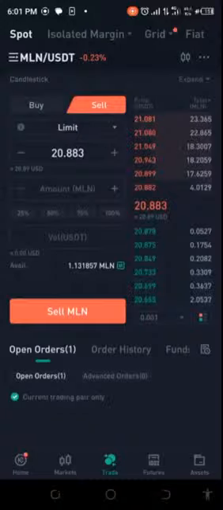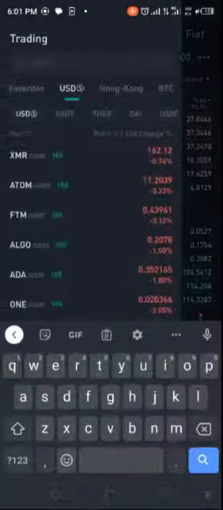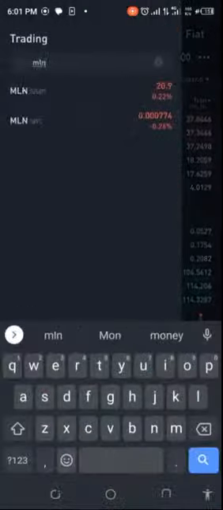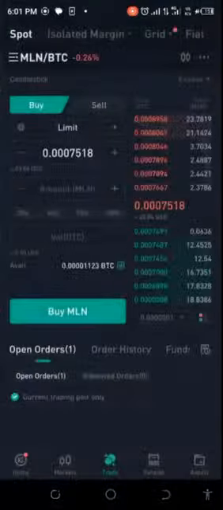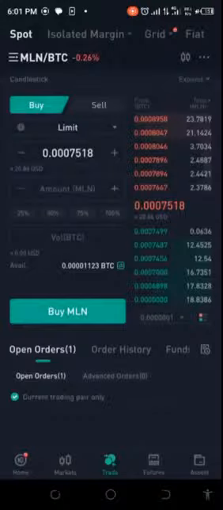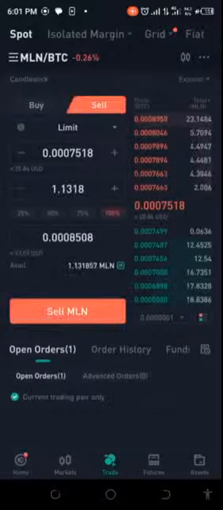Let me see what we have here. This is currently the price. But let's go back to our MLN. I just saw it as green. That's why I said, let me just cross over. We have two escape routes, right? So don't worry. Let's go ahead and do this. We're going to be selling 100%. Let's see what this is going to give us.